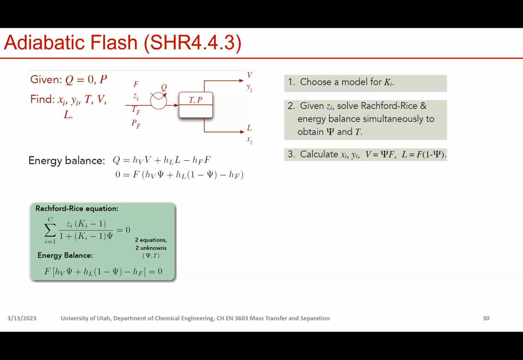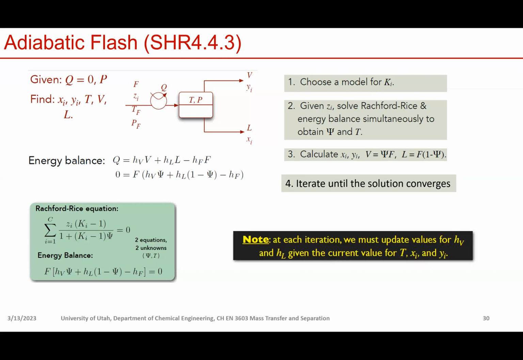Then once you get the value of psi and T, you can calculate x, y, and the vapor stream molar flow rate and the liquid stream molar flow rate, right? So do the iteration until the solution converges. Note at each iteration, we must update the values for the enthalpies, because the enthalpies depend on the temperature and the compositions. So in each iteration, once you have the value of T, x, and y, you have to update them.